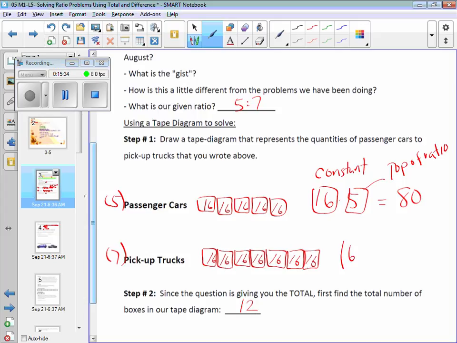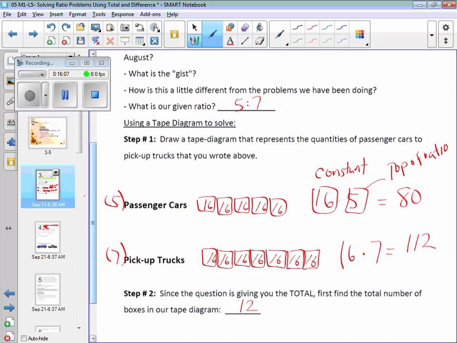16 for the pickup trucks. 16 times what? Why 7? You got it. A little bit harder for you to do that in your head, but there is an answer. Work it off to the side if you have to, using long multiplication. So what do you got? Did you get 112? Yes.